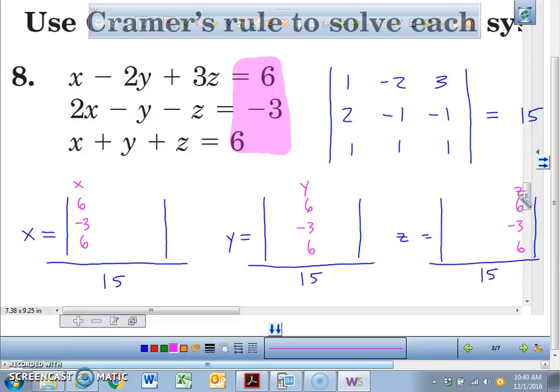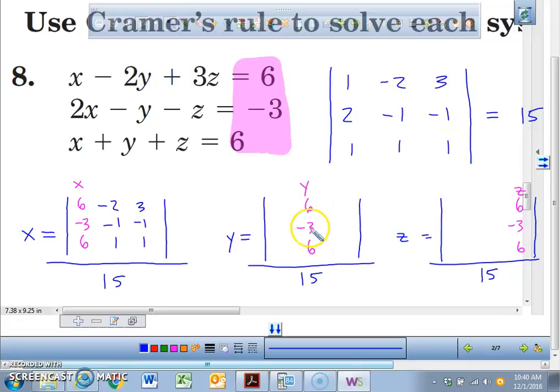Well, how do I fill in the rest of the spaces? With your original matrix, or determinant, sorry. We do the same thing, but divided by 15. Right. So what we're going to do, listen, what do I fill in right here in these columns? I've replaced the 1, the 2, and the 1, so I still have a what? A -2, a -1, and a 1. I still have a 3, a -1, and a 1. I still use these columns. I don't move things around. They stay exactly where they are.